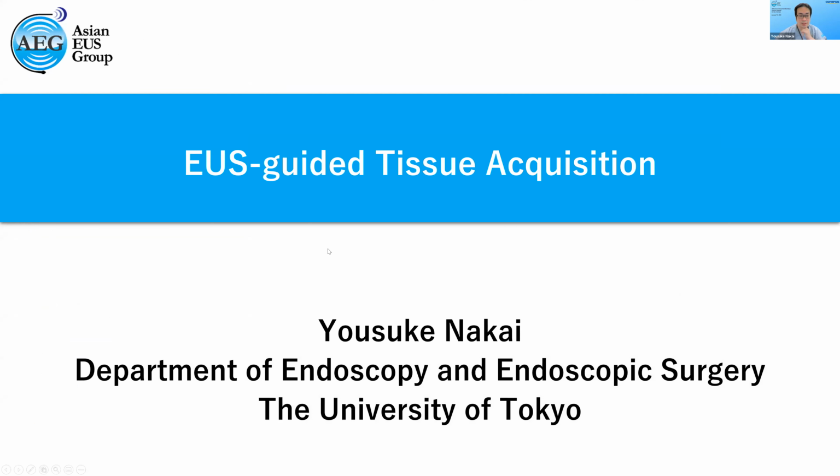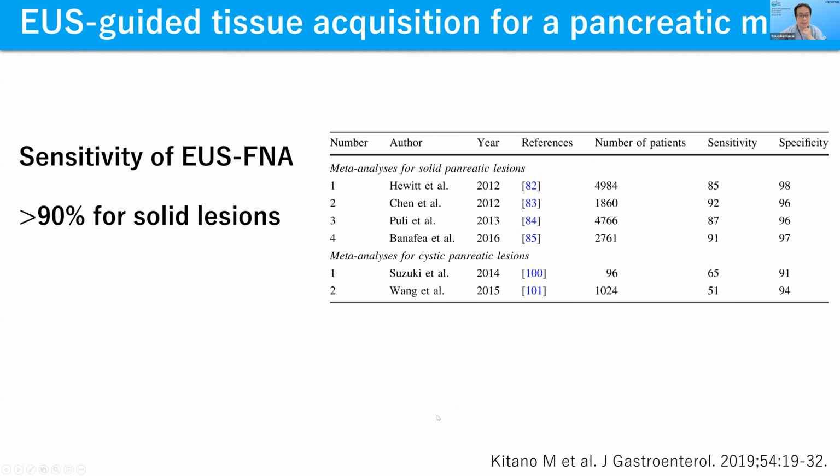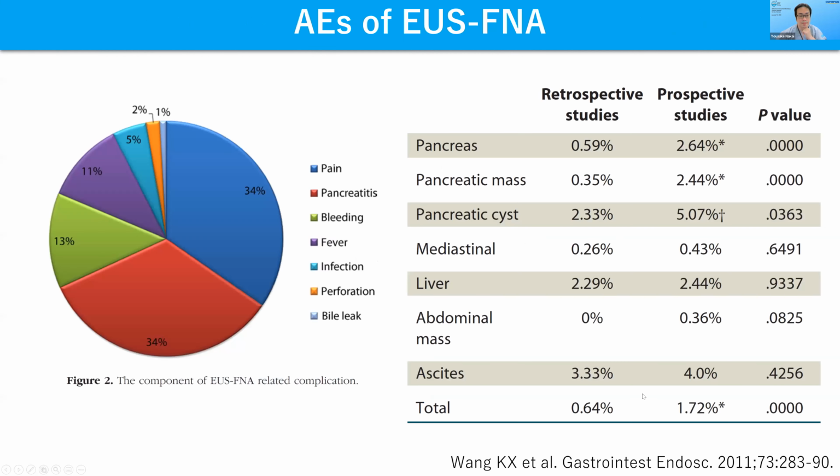So I will next talk about EUS-guided FNA. This was developed about 30 years ago, 1992, 1994. This is the very first report of EUS-FNA for pancreatic lesions. And this is a meta-analysis of EUS-guided FNA for pancreatic solid lesions. The sensitivity was more than 90%, and we must reach this number to perform EUS-FNA for the patients.